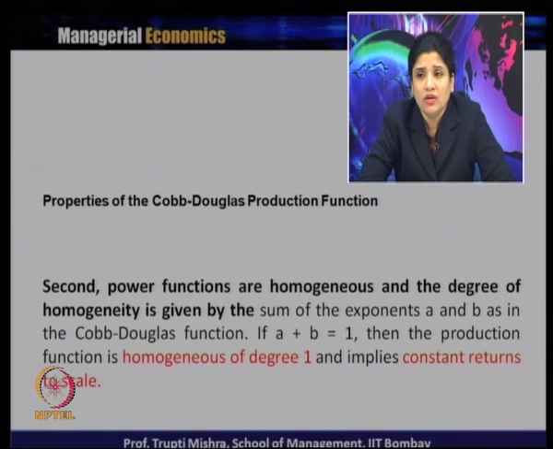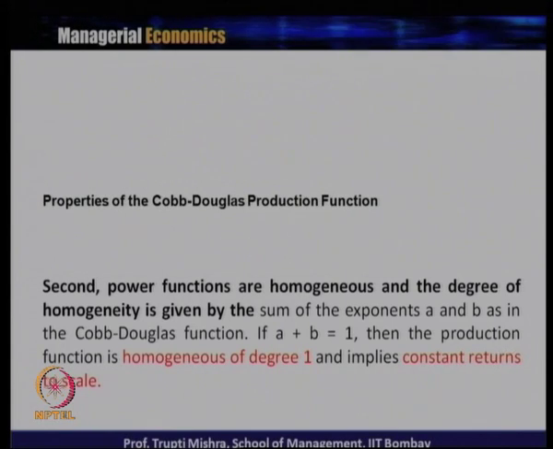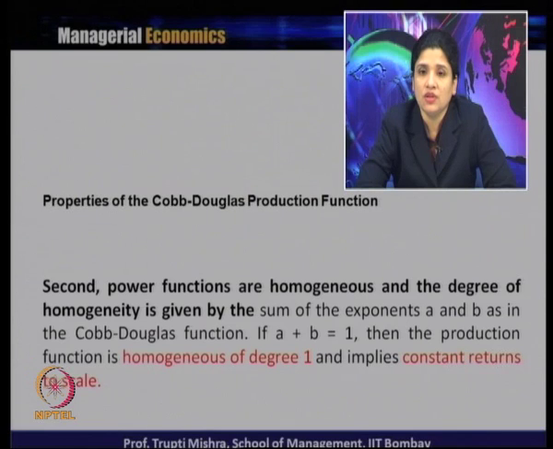Secondly, the power functions are homogeneous and the degree of homogeneity is given by the sum of the exponents a plus b as in the Cobb-Douglas function. So, if a plus b is equal to 1, the production function is homogeneous of degree 1 and implies constant returns to scale.